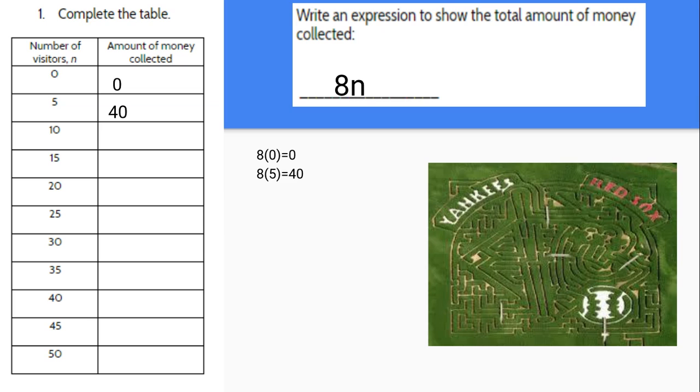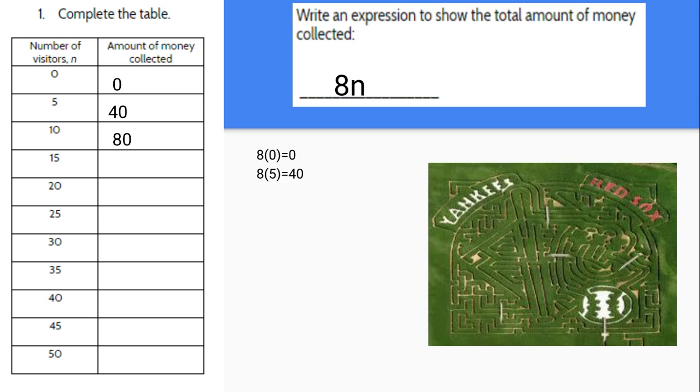I want you and your group to go ahead and try to finish the table, and then we're going to talk about how to graph this table in just a second. Okay, now let's talk about if we have 10 visitors, how much money did they collect? So we have 8 times 10, which is $80.